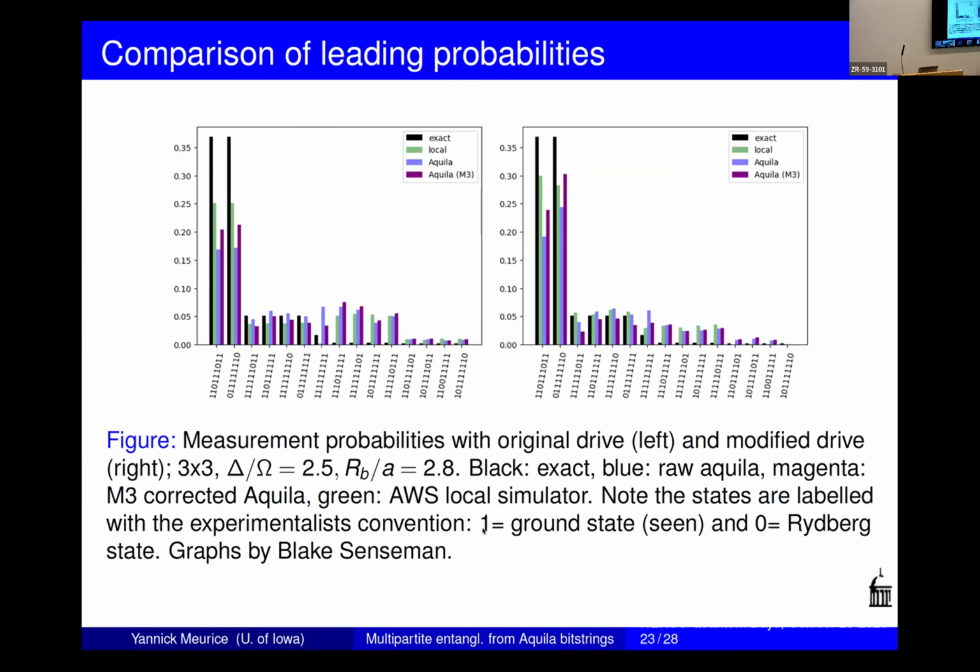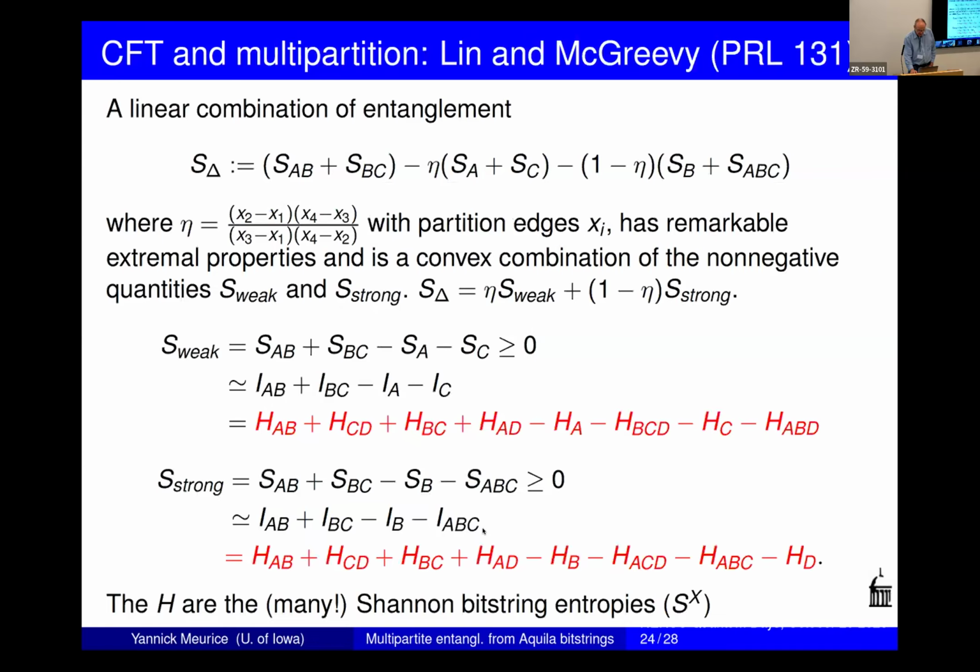The black are the exact probability. The blue are the Aquila with our original ramp up. Then M3 are purple and the local is green. So this is not very good. Then with the improved ramp up, we got something that is significantly better. So we are still working on improving this.